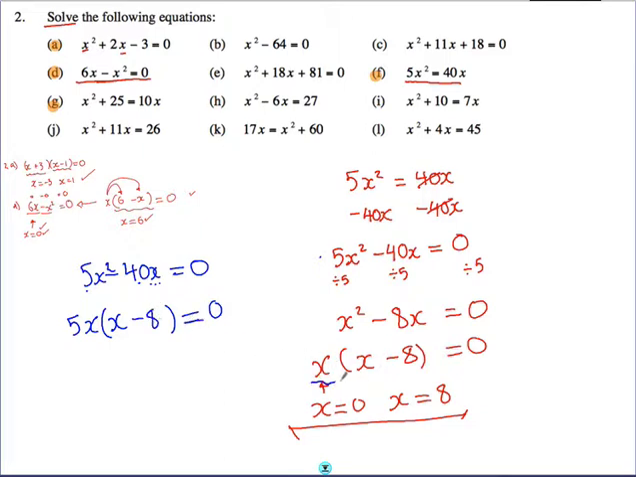And look, take a look, it's very similar to what we had here. Again, take a look at this x. If x was 0, then 5 times 0 times anything in here is going to be 0. Check. If x was 8, 8 take away 8 is 0, so 0 times anything over here is 0, so check. And there we go, finished. x is 0, x is 8, and the same thing as over this side. Let's move on.